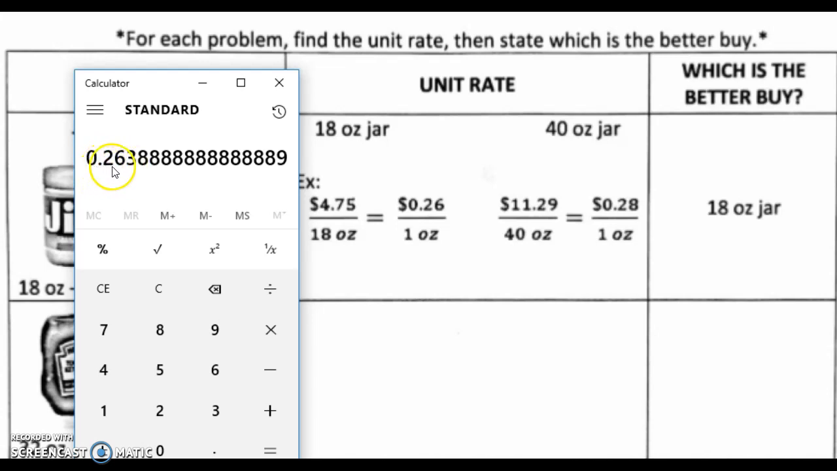What you're going to do, because when we're talking pennies we only go two numbers past the decimal, right? So this is going to be 0.26. And our next number, since it's under 5, we keep this at 6. If it was over 5, we would make it 7. But it's under 5, so we're going to keep this at 6. So 0.26, which is how we got this number right here, 0.26 per 1 ounce.